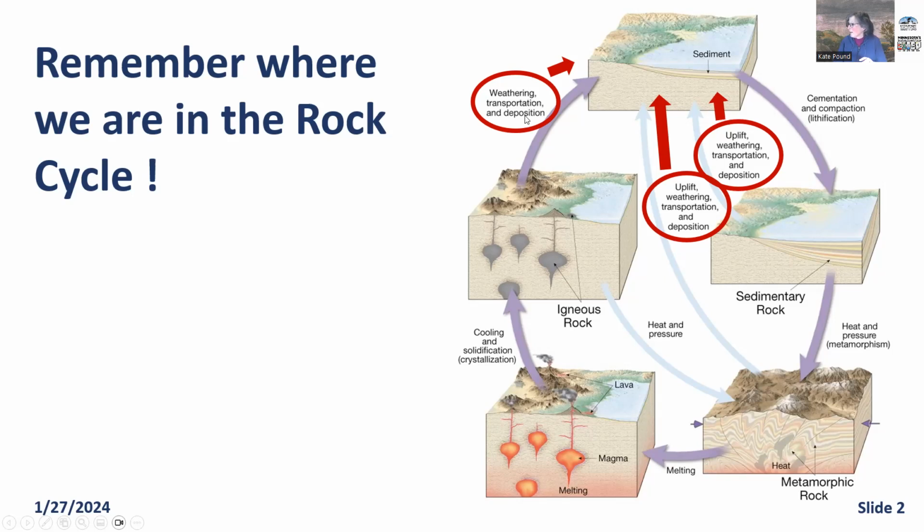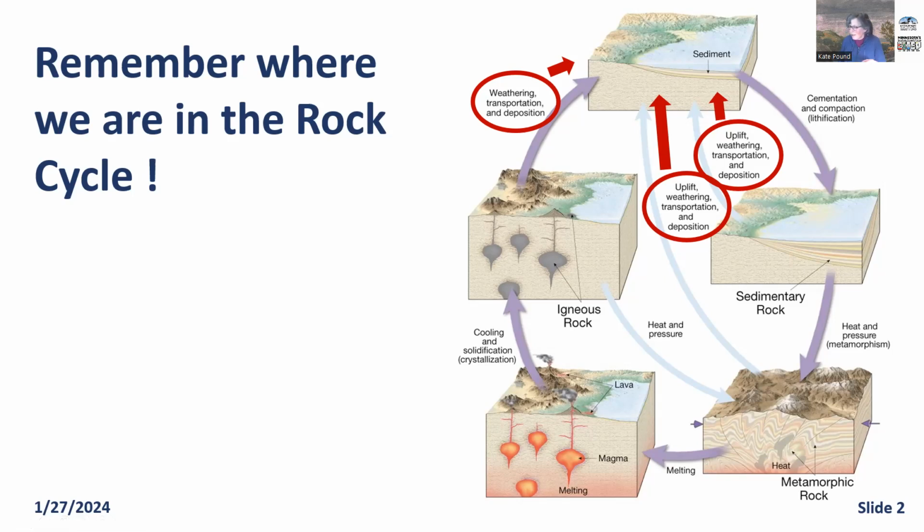They've missed out the uplift and the weathering, erosion, uplift and erosion. And what I want you to remember is the sediment can come from igneous rock. It can also come from metamorphic rock. Remember, that's one of those shortcuts. And it can be recycled from existing sedimentary rock. So there's 3 sources for sediment.